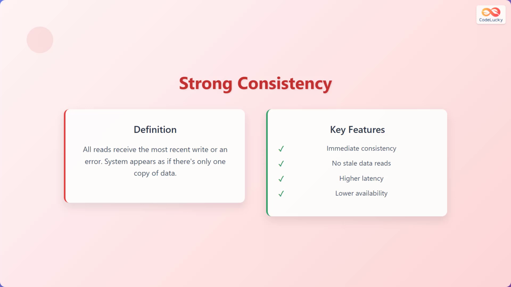Let's take a look at strong consistency. In strong consistency, all reads receive the most recent write or an error. The system appears as if there's only one copy of data. Key features include immediate consistency, no stale data reads, higher latency, and lower availability.